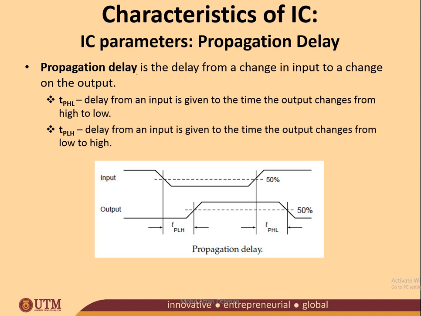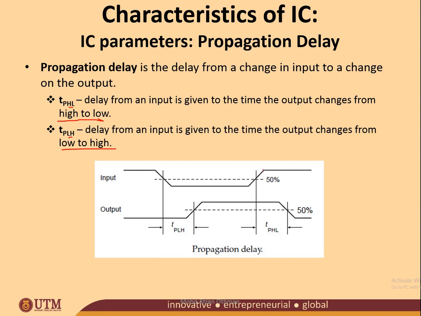This is very important. Propagation delay is the delay from a change in input to a change on the output. So TPHL is the propagation delay from high to low: the delay from when the input is given to the time the output changes from high to low. That's why it's TPHL. TPLH is the propagation delay from when an input is given to the time the output changes from low to high. The wording is a bit not direct and a bit confusing, but it's explainable enough.